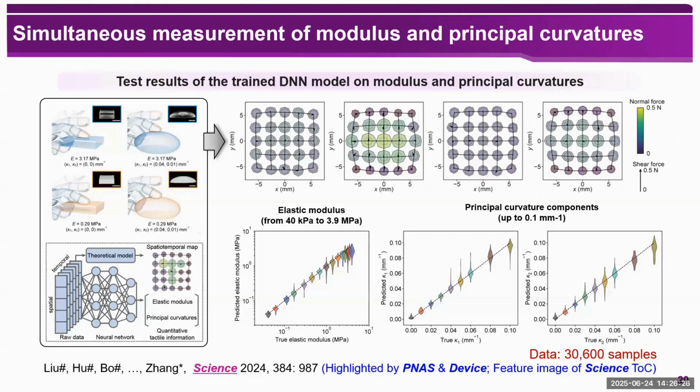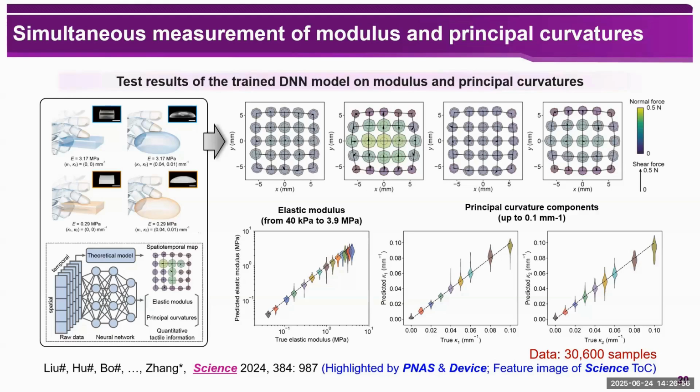So to do the machine learning, we need to construct a large data set. So in this work, we constructed the data set by touching a diversity of different samples with 50 different surface shapes and 15 different elastic moduli. So in total, the data consists of 30,000 samples. And this figure shows the testing results of 2,700 samples from the testing set.